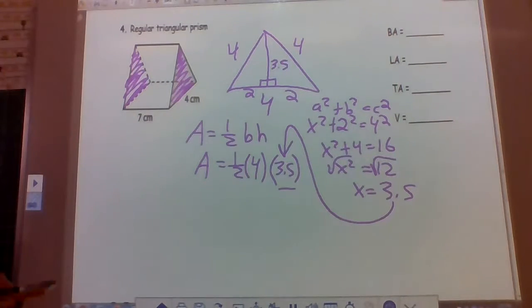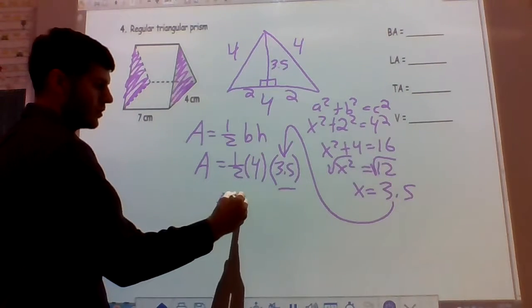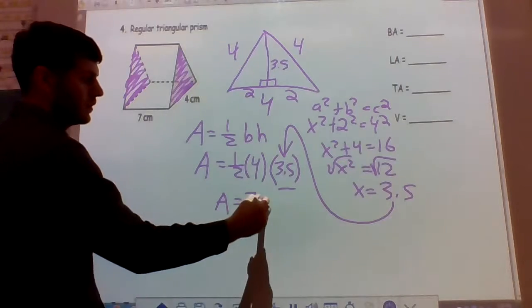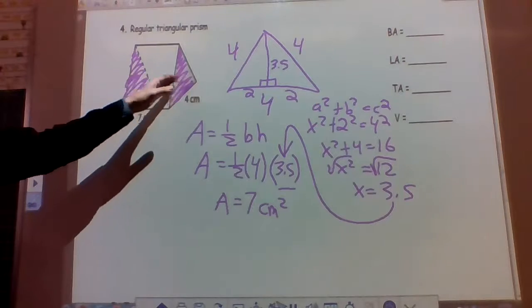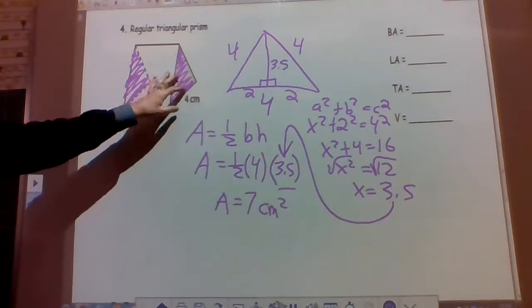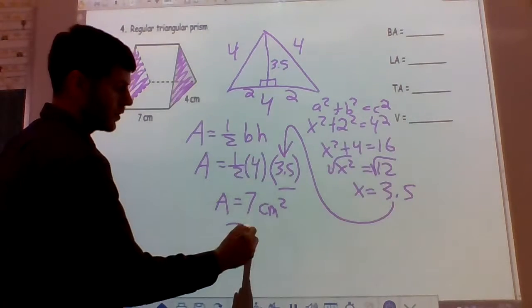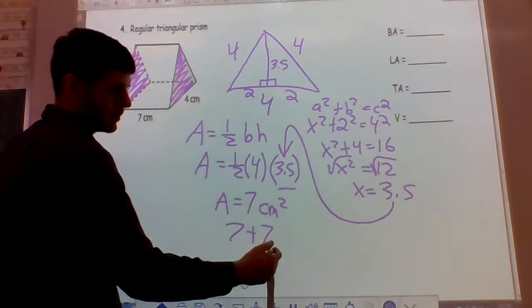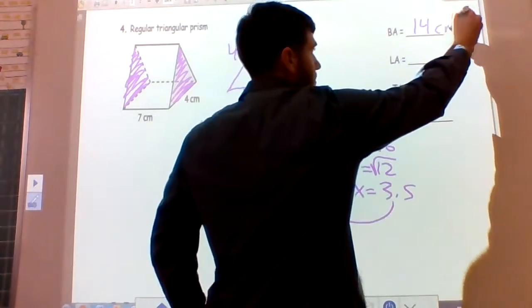Okay, so we can now find the area. 1/2 times 4 times 3.5 is 7. So the area of one triangle is 7 centimeters squared. But there's 2 triangles for 2 bases. So our total base area is going to be 7 for the first base plus 7 for the second base, which is going to give us 14 centimeters squared.